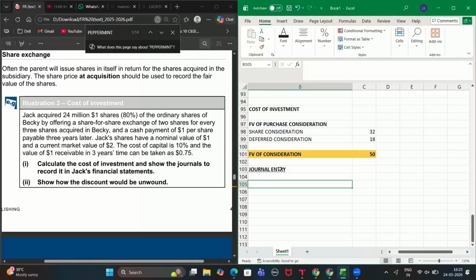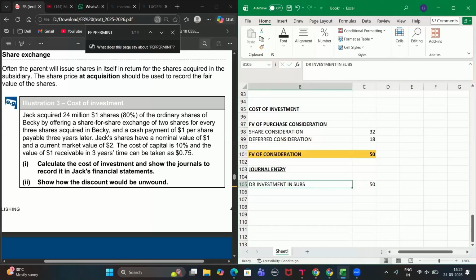Tell me. I want everyone's response. I've taught you this in much detail yesterday. Tell me: debit what? Debit investment in subsidiary. What will be the value of the investment? 50.